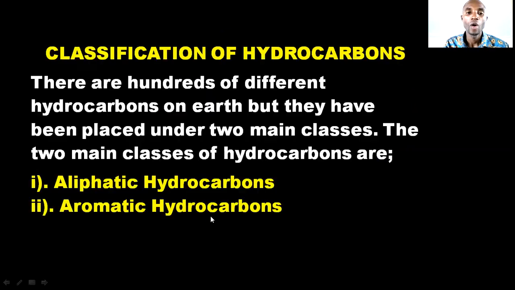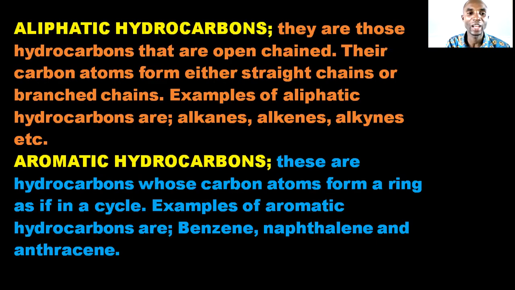Hydrocarbons are classified into two main classes, because there are hundreds of different hydrocarbons on Earth. They are aliphatic hydrocarbons and aromatic hydrocarbons. These are the two ways in which you can classify them, and under each classification, we can sub-classify. Let's take a look at them.